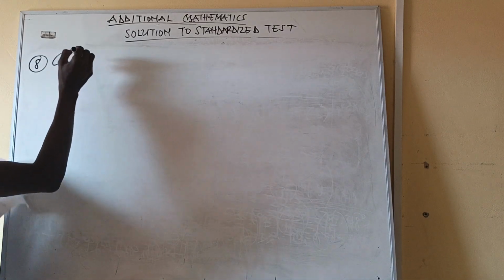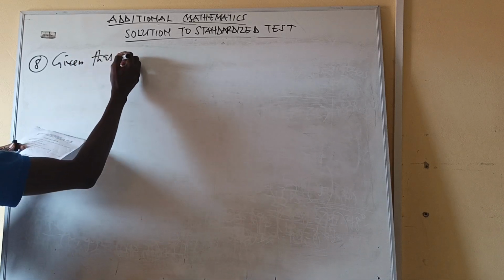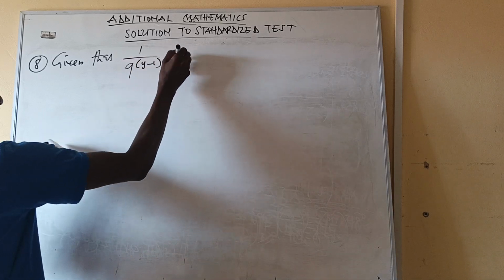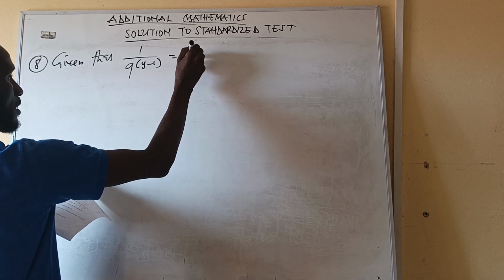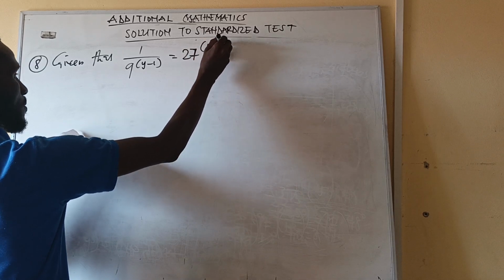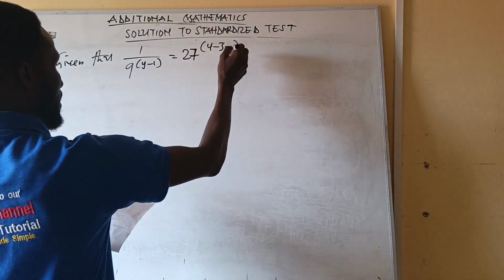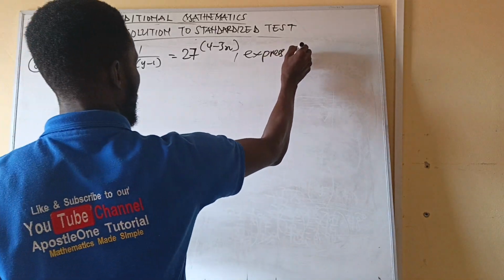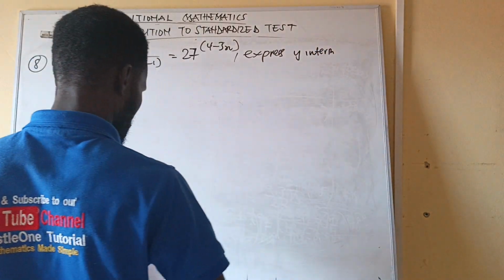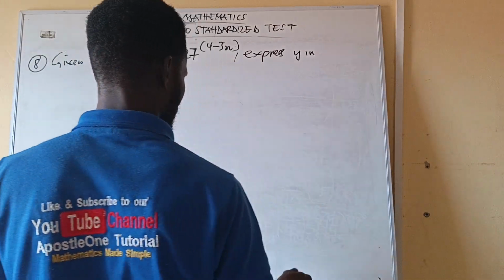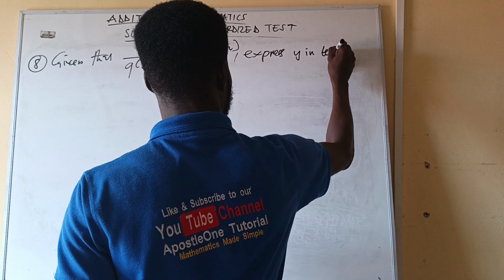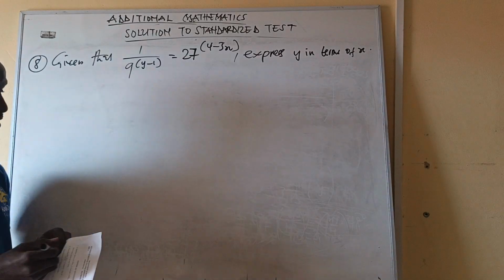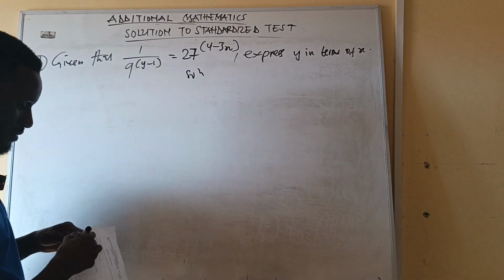Given that (1/9)^(y-1) is equal to 27^(4-3x), we are to express y in terms of x. This simply means that we have to make y the subject. Now let's move straight away.